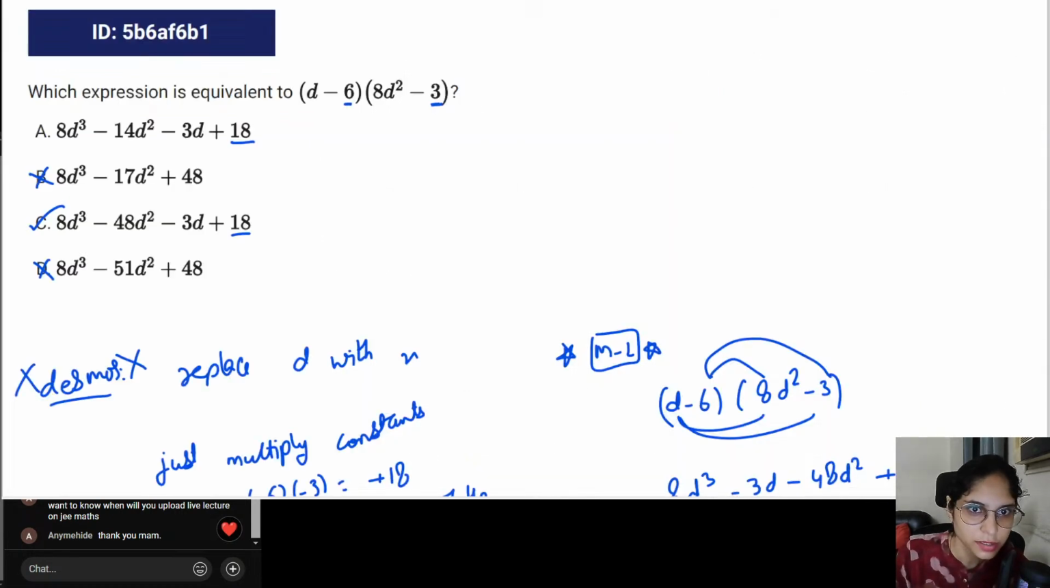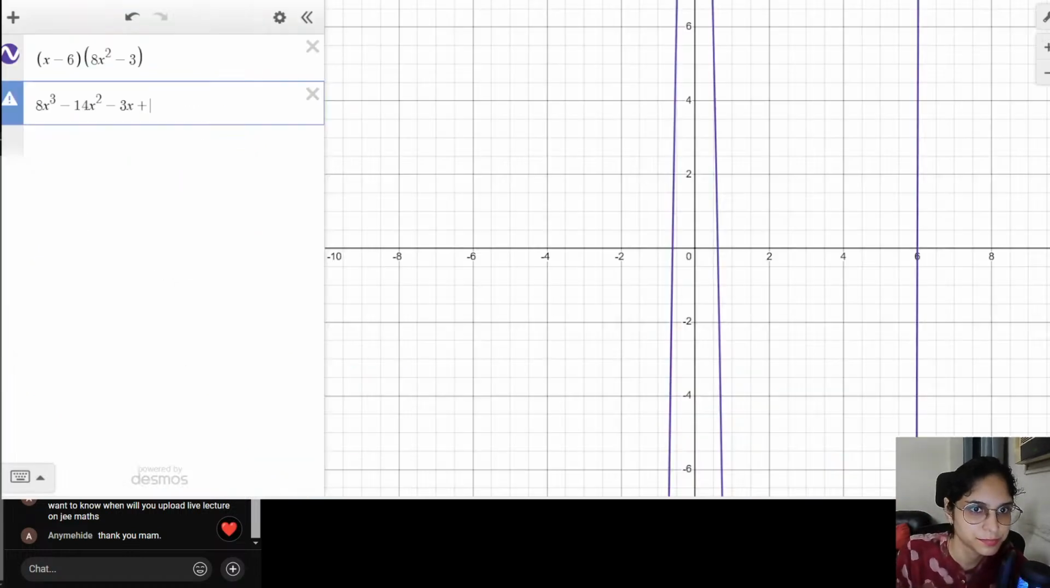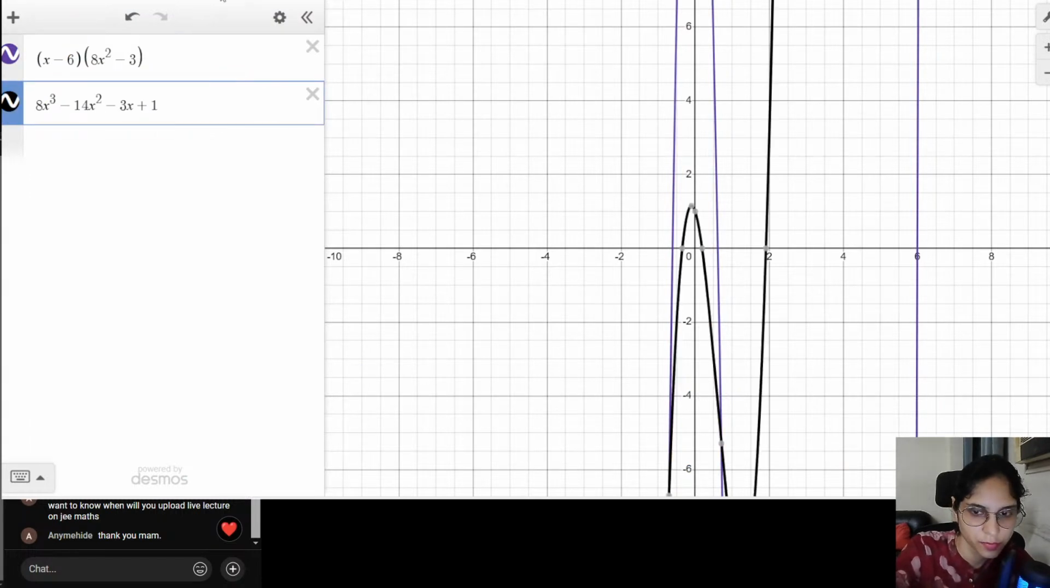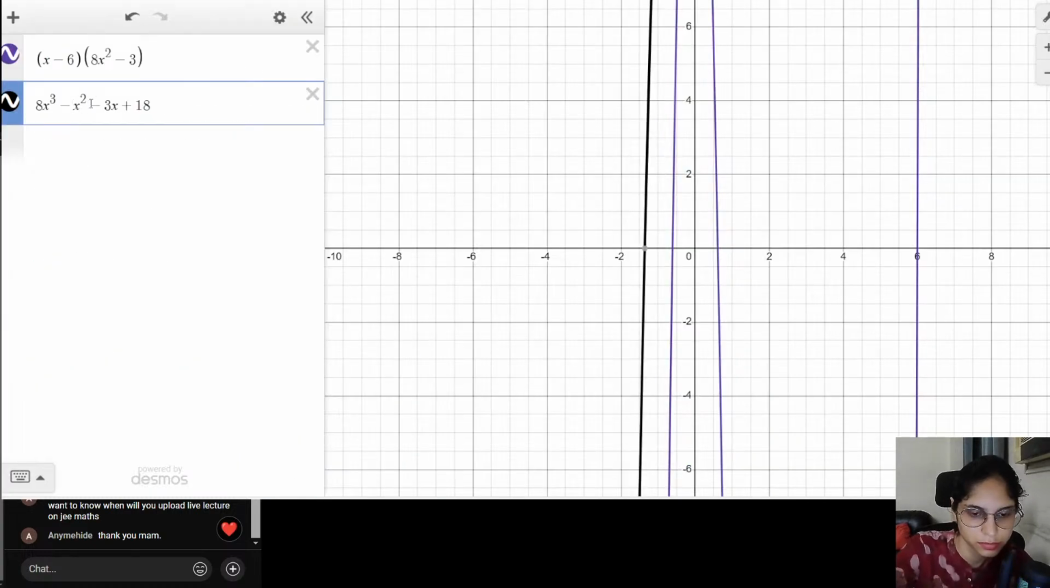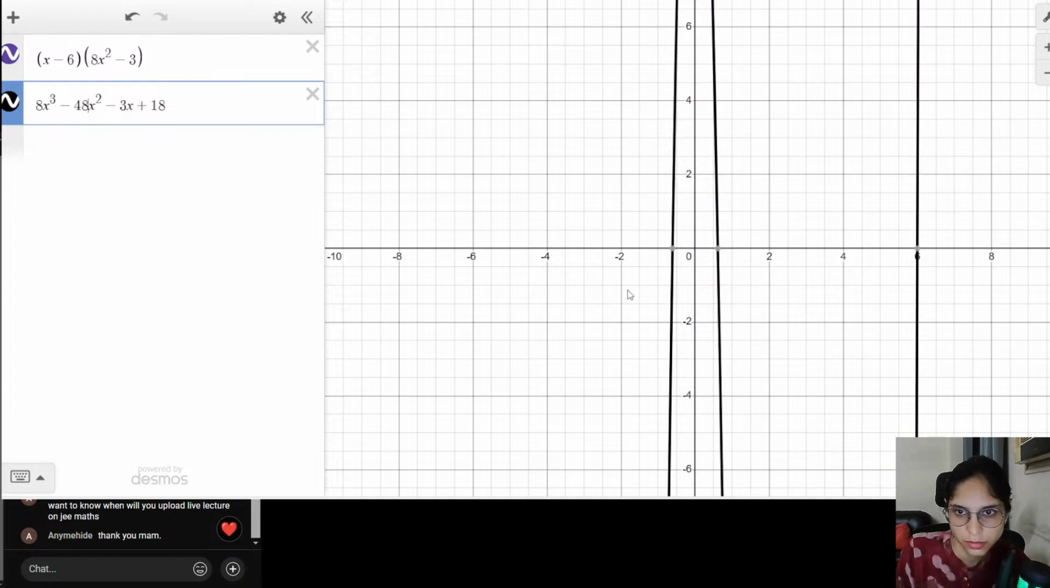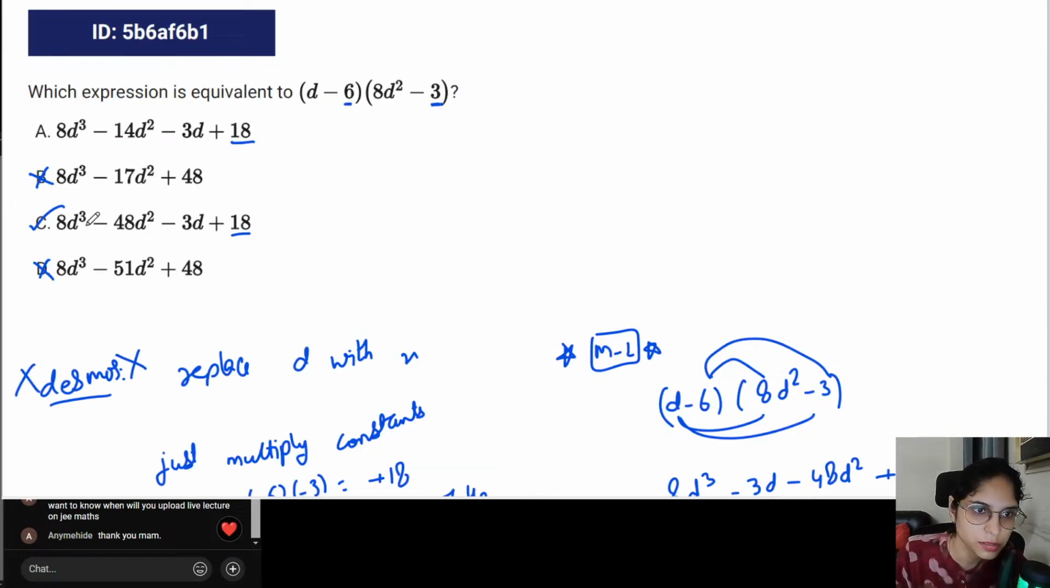Just multiply the first terms together and the last terms together. First terms in this particular question you don't need. So just multiply the last terms together, negative 6 and negative 3. The constant should be plus 18. This is not working, so it has to be the third option. The graphs are overlapping, so it's the third option.